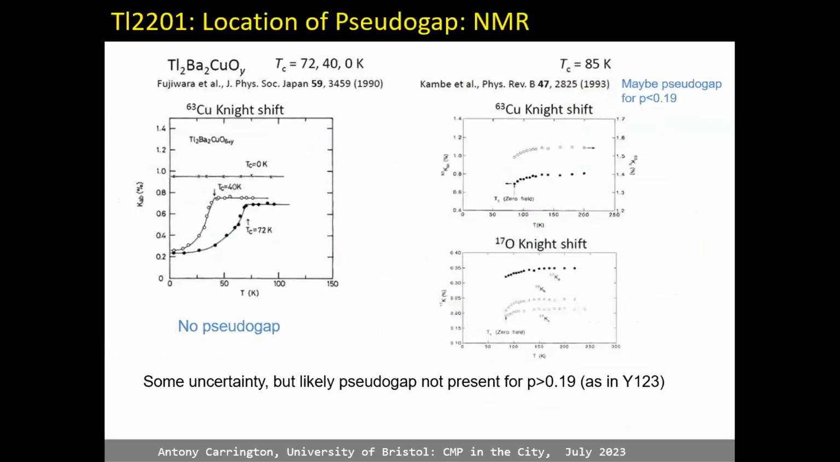Okay, and then there's some other NMR data here, because from what I'm going to tell you about, the question of whether or not there's a pseudogap is relevant. So this is some NMR data from thallium 2201, and these are various Tcs, and these are Knight shift data. If there was a pseudogap, you'd expect to see a downturn in this Knight shift, and you don't, except perhaps at the very highest Tc, where there's a slight downturn. This would be consistent with the pseudogap opening for doping less than 0.19, which would be similar to the case in YBCO.